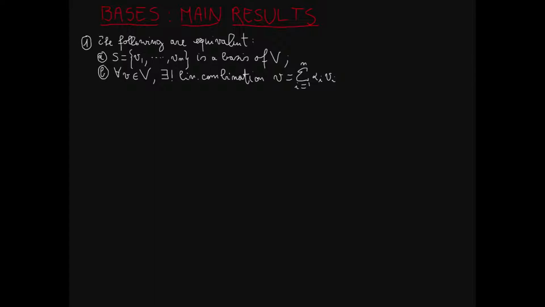Okay, so here we can remark the following things. So the existence part is equivalent to the vi's being generators. Generators means that every vector in the vector space is a linear combination of these vectors. So existence if and only if the vi's are generators.